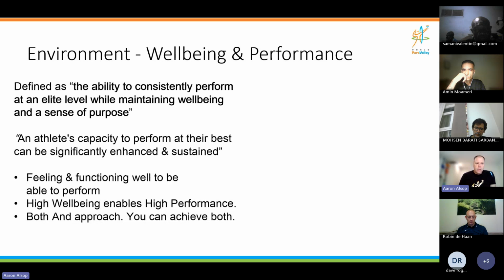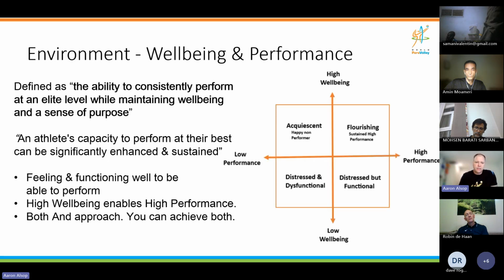So for us, their capacity to actually perform their best can be significantly enhanced and sustained when we look at both well-being and performance. What we want to understand about the athlete is: is the environment that you're coaching in helping the athlete to feel and function well in order to be able to perform? We know that when you have high levels of well-being within athletes, it enables them to perform. So it's a performance enabler. And we know that the environment you create as a coach can also believe in both. We don't just have to create an environment that is focused only on performance.